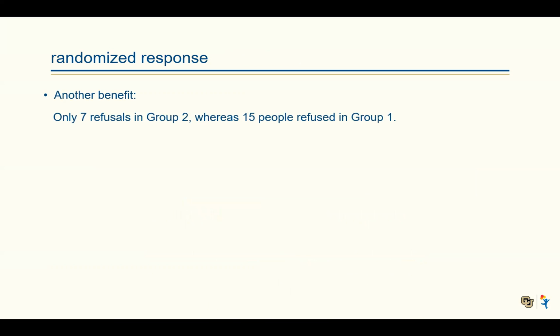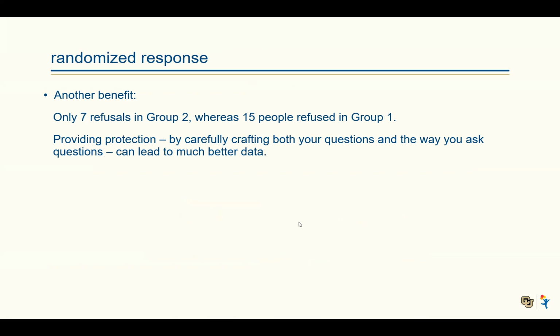Another benefit is that in group 2, the randomized response, we only had 7 people refuse to answer, and in group 1, we had more like 15, so doubling up. So providing protection by carefully crafting both the questions themselves and how you ask them can really have benefits.